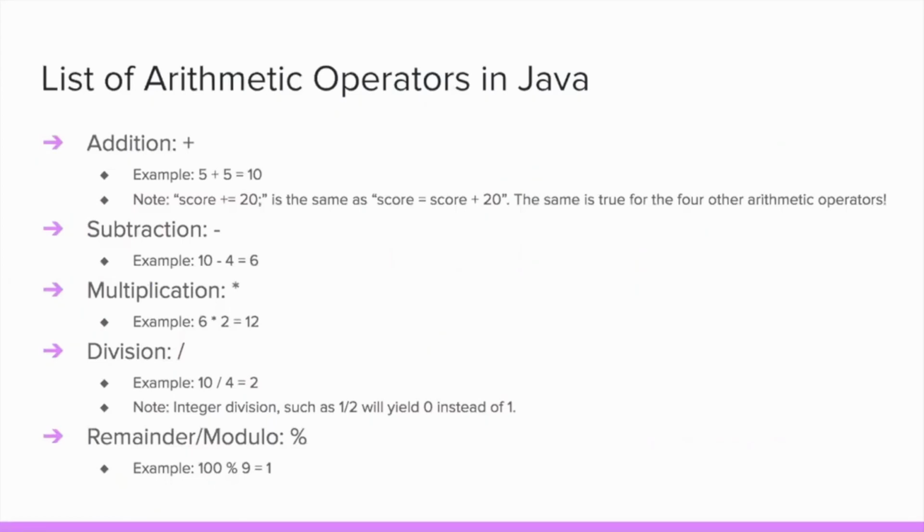Here is a list of the arithmetic operators in Java. You can see the corresponding symbols or syntax for the different arithmetic operations: addition, subtraction, multiplication, division, and the remainder or modulo. Under addition, note that the syntax score += 20 is the same as score = score + 20. The first format is a simpler version of the second version, and the same syntax can be used for other variables being modified by the other four arithmetic operations.